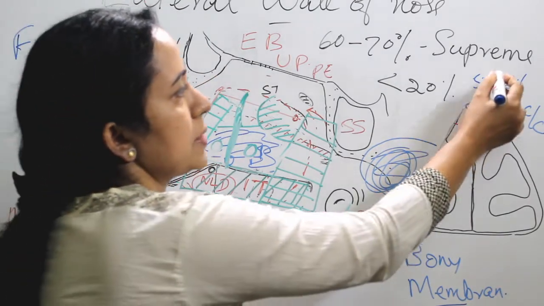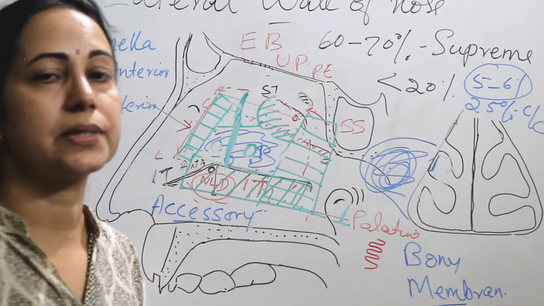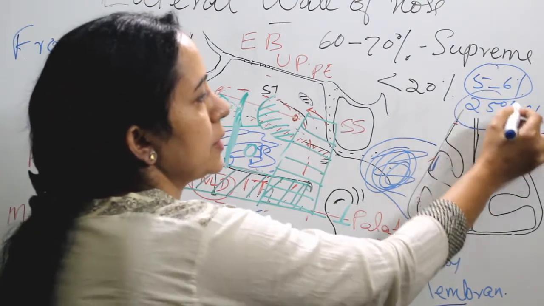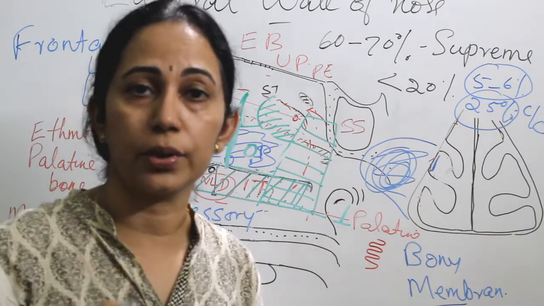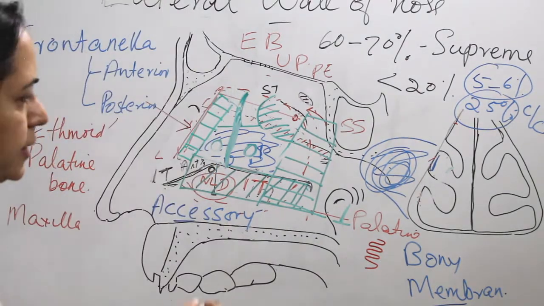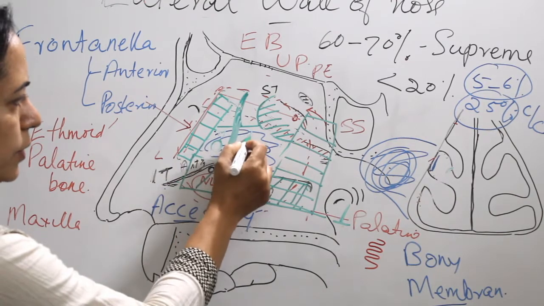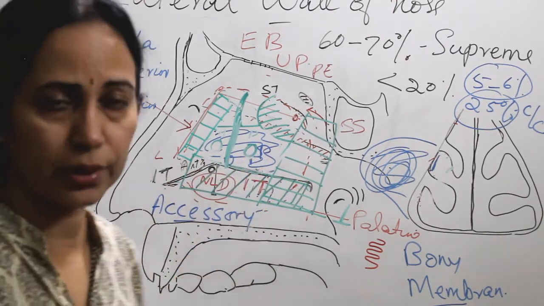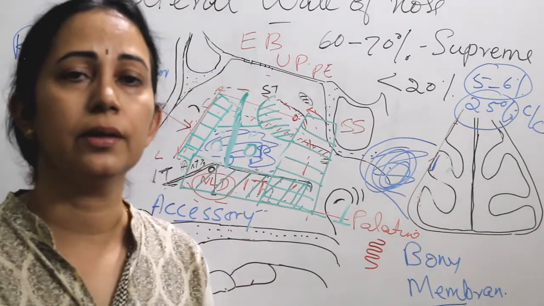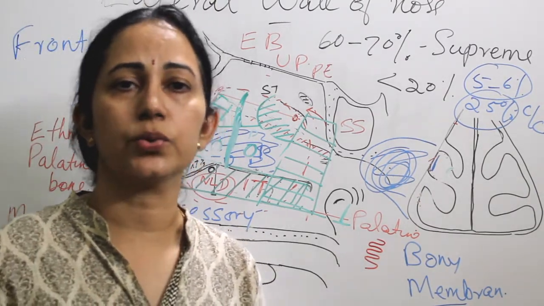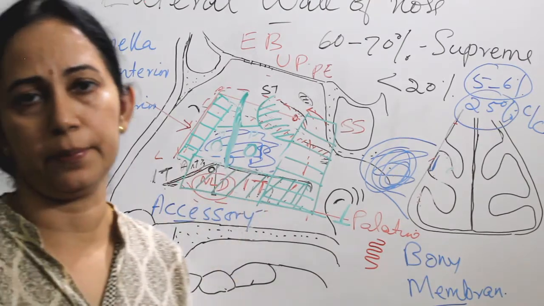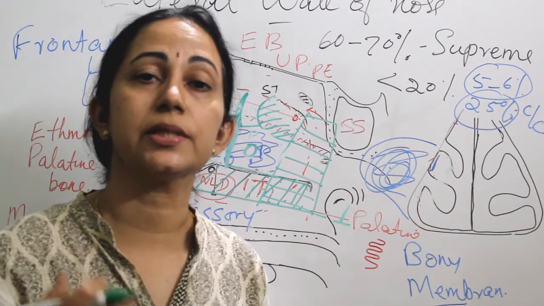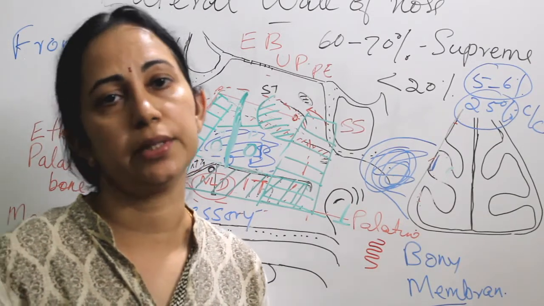Okay, so accessory ostia are present in 5 to 6% of the normal population and 25% of the population having chronic sinusitis. And which fontanelle is larger, the anterior one or the posterior one? Definitely the posterior fontanelle is larger than the anterior fontanelle. So you get accessory ostia most commonly in the posterior compartment, the posterior fontanelle. That is why this accessory ostium is more commonly seen posterior to the natural ostium.